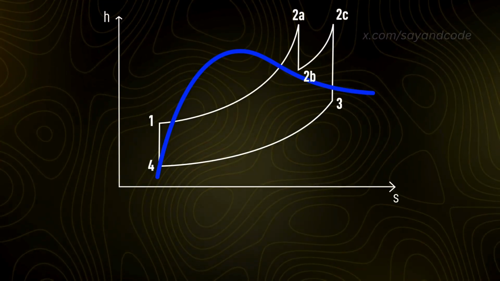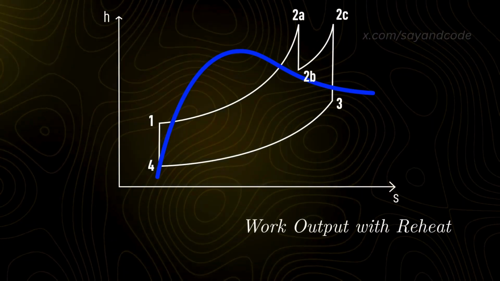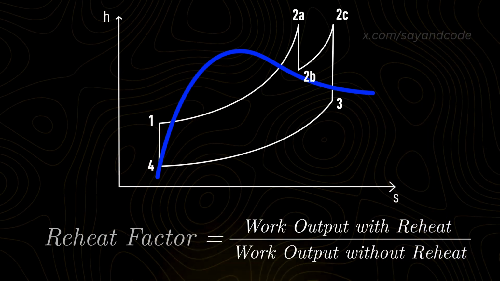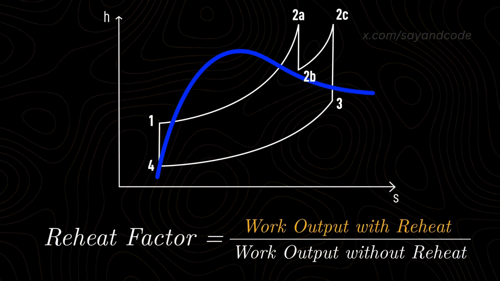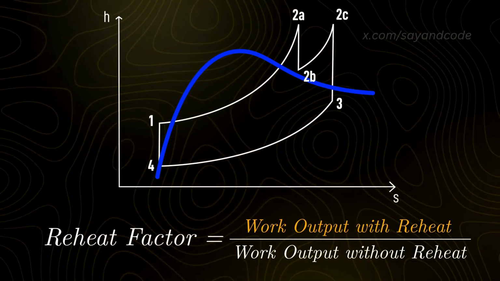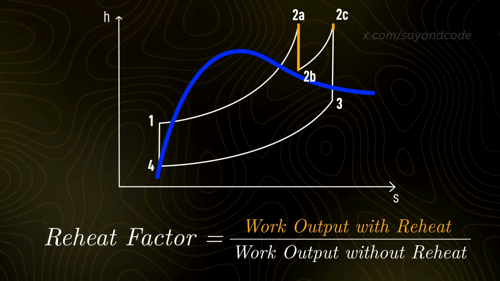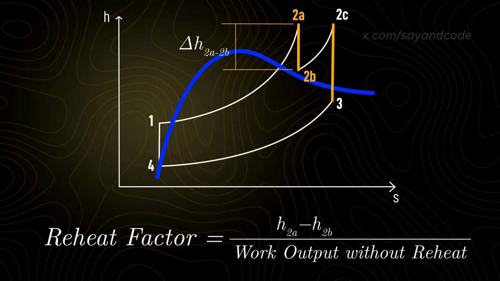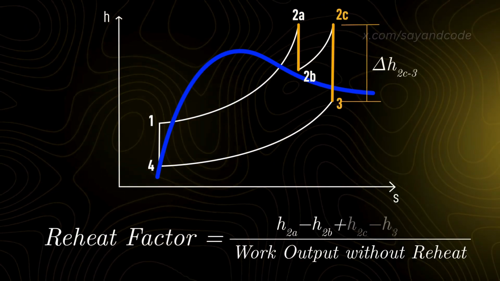If we reheat the steam, we can compare the increased work output with the work output that we get without reheating. This is called the reheat factor. The work output with reheat is the sum of the cumulative enthalpy drops as the steam passes through the different turbines. That means the enthalpy drop from 2A to 2B, plus the enthalpy drop from 2C to 3.